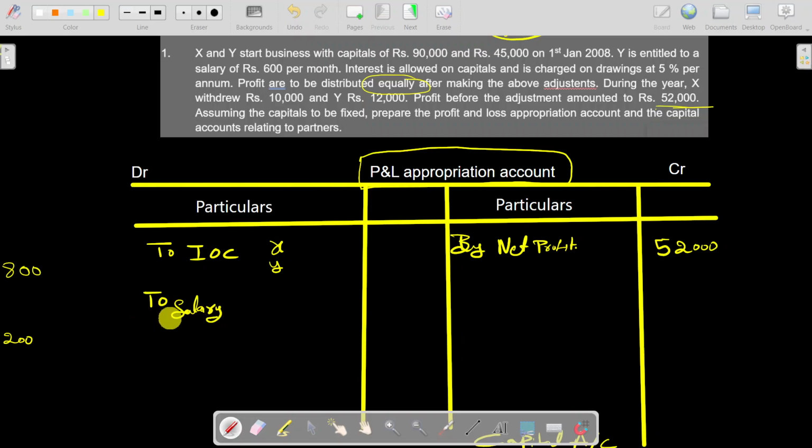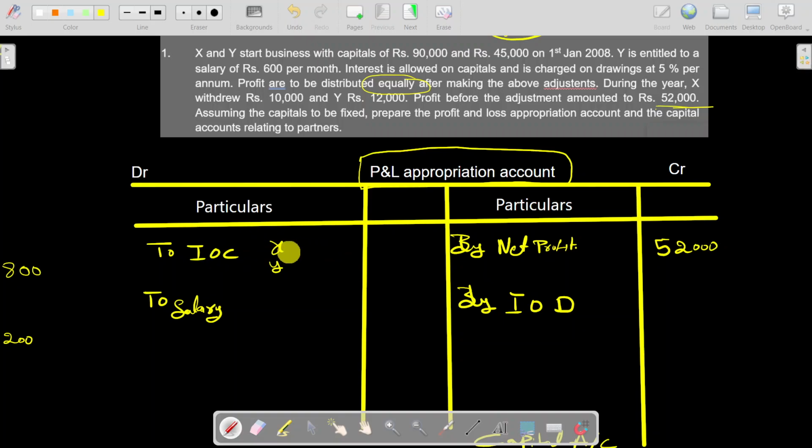Right. If there are any reserves, we have to record reserves. And if they are taking any commission or bonus, we have to record in the debit side only. Right. And here we have interest on drawings also. So by interest on drawings, interest on drawings. Right.